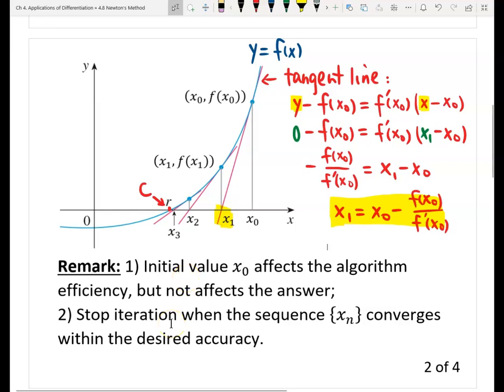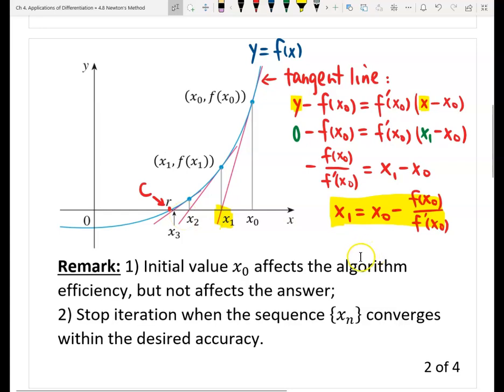The second comment: when to stop the iteration. We stop whenever you see it converges. What does convergence mean? Usually the algorithm is based on the desired accuracy. Like if the question asks you to round to 6 decimal places, if you see the 6th or 7th decimal digits are the same, which means it converges within the desired accuracy, so we stop. These are the two comments.